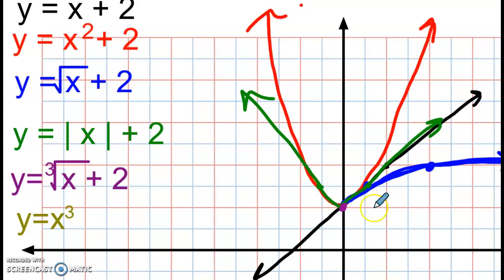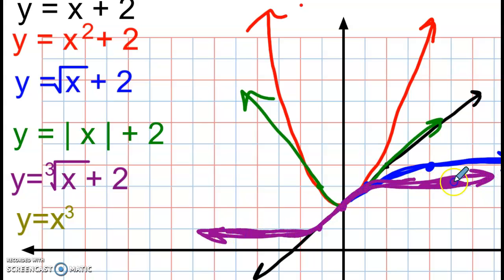Let's put 1 in, I'm at 3. Negative 1 cubed is negative 1, plus 2 is 1. Okay, we got this little curvy. It's similar to square root, except I'm allowed to have negatives. So it's kind of shifted up like so.